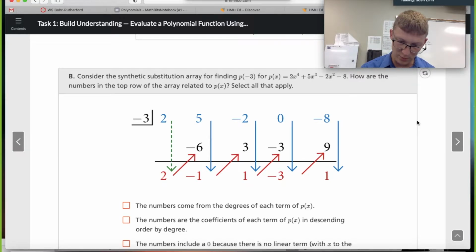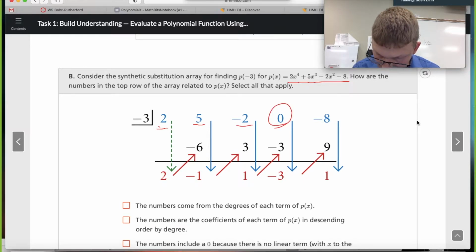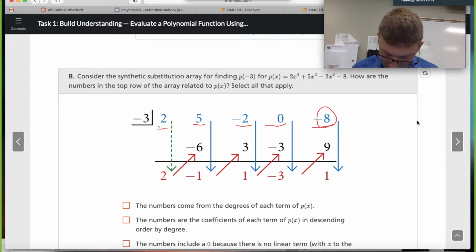So hopefully some of this looks familiar. You've got your negative 3 here. That's what we're evaluating at. And you've got your coefficients going from left to right in standard form: 2, 5, negative 2, 0. Note that there is no 0 in the original, but this is your x to the first factor. So even if you're missing an x, you still have to add that 0 in synthetic division. Even in long division, I think you still have to do that. And then negative 8. So that's where they got these numbers.